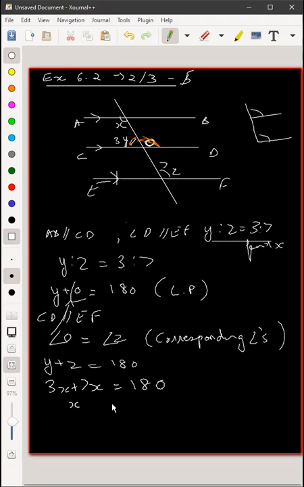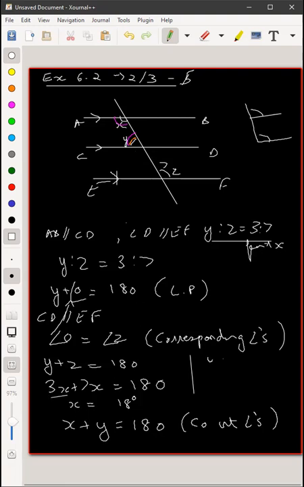What is the value of x? Sir, 18 degrees. Now, what's the relationship between x and y? Look at x and y. What kind of angles are they? Sir, alternate interior angles, or co-interior angles, add up to 180 degrees. So we know the value of x. Y is nothing but 3x, which is 3 into 18, which is 54 degrees.